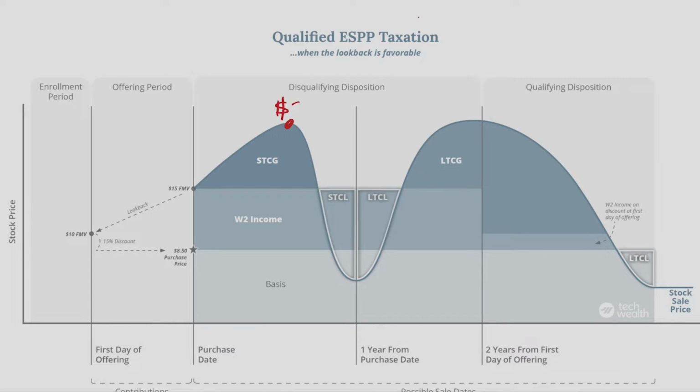Example number 1. If you sell for $20, your cost basis would be $8.50. You would have $6.50 worth of ordinary income reported on your W-2 and $5 of short-term capital gains to report. But how is this all calculated?